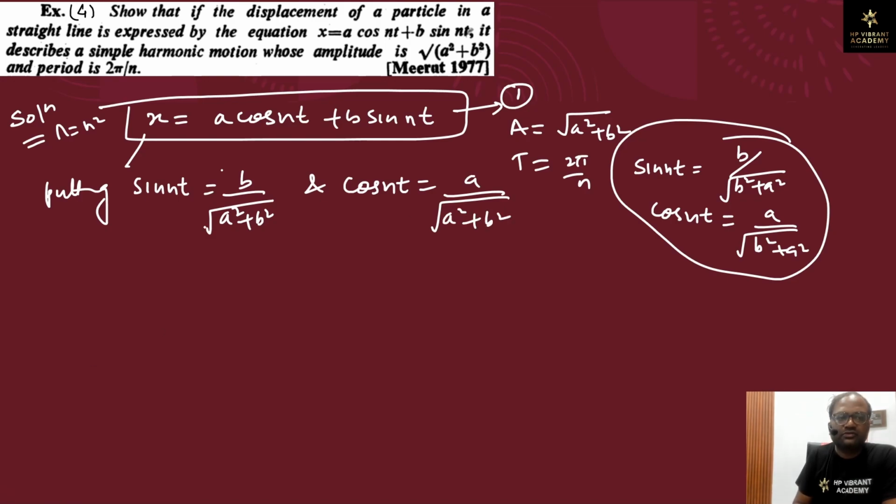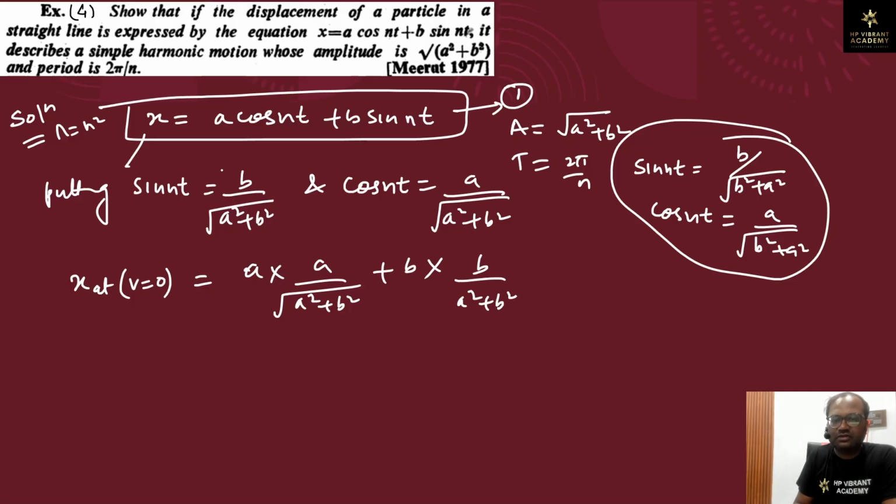So we have x at v equal to 0 is equal to, a into cos nt, that is a upon square root of a square plus b square, plus b into b upon square root of a square plus b square. This is equal to a square plus b square upon square root of a square plus b square. This is equal to root under a square plus b square.